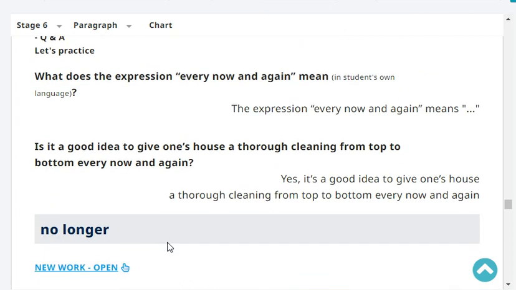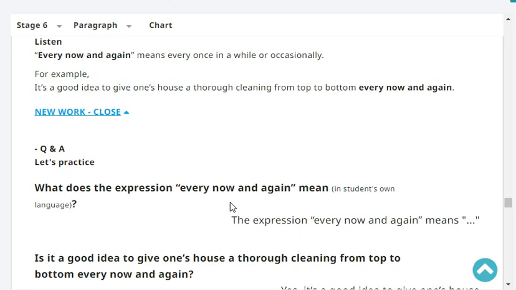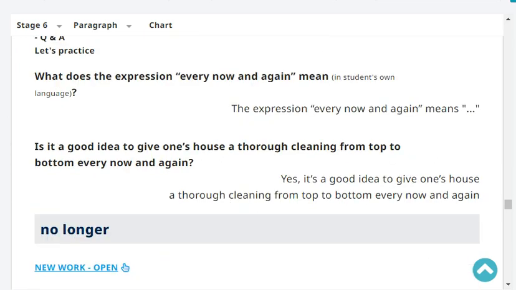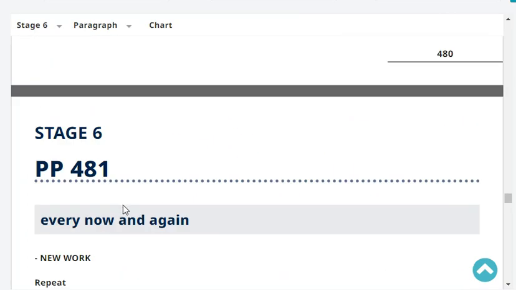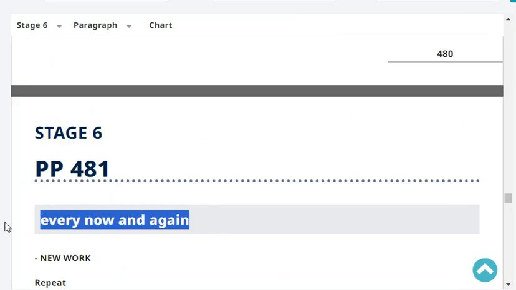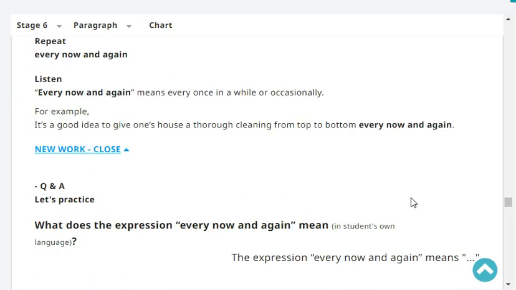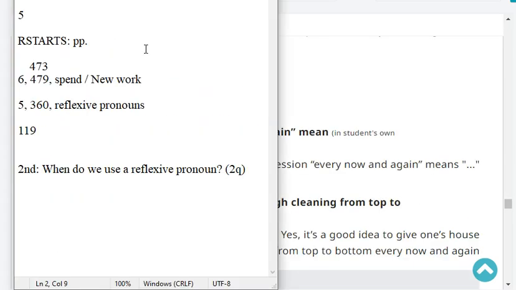Is it a good idea to give one's house a thorough cleaning from top to bottom every now and again? Yes or no? Yes, it's a good idea to give one's house a thorough cleaning from top to bottom every now and again. Very good.